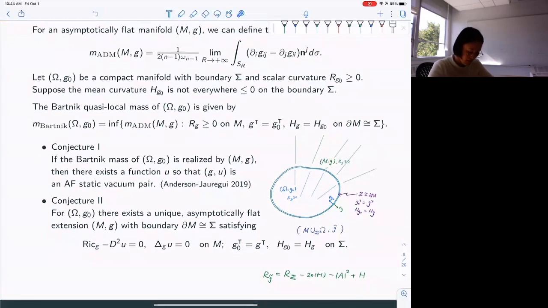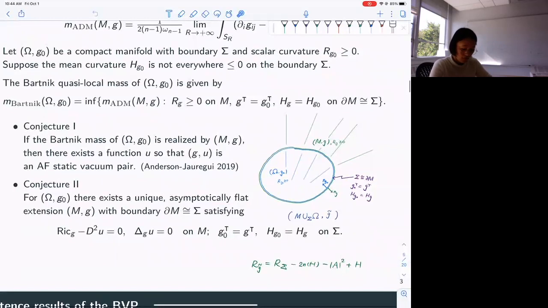So this is a picture for the definition of Bartnik quasi-local mass, and let's take a look at the Bartnik boundary conditions. The first condition is very natural because we want to glue the two boundary manifolds together. We want to identify those two boundary manifolds, so of course we would like the induced metric to be the same. And then the second condition, equality of the mean curvature, is necessary for the scalar curvature of this glued manifold to be well-defined as a distribution.